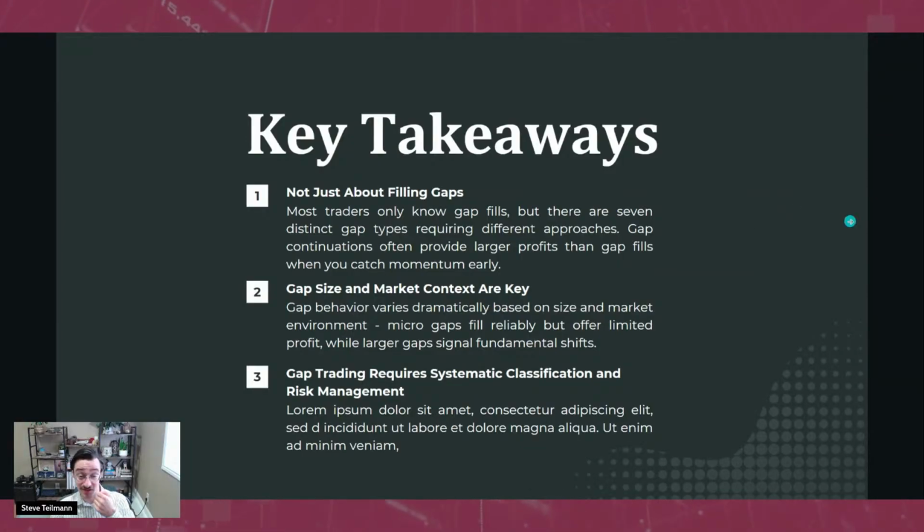So the last thing is just gap trading. It really does require systemic classification, and it really requires systemic risk management. So that's the biggest takeaway. You got to protect yourself. You got to respect risk. You got to respect the RNG, so to speak, of the market, the randomness, the tail risks that just can occur on any given day.